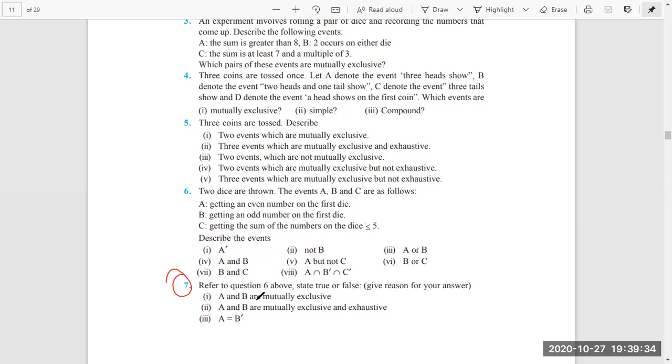A and B are mutually exclusive. Like getting an even number and getting an odd number, so A and B are mutually exclusive or not? Yes, they are mutually exclusive. A and B are mutually exclusive and exhaustive. And A is equal to B complement, or B dash.